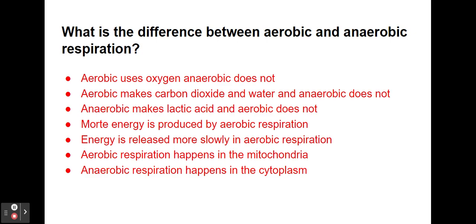So, aerobic respiration uses oxygen, anaerobic respiration does not. That is a key difference. Aerobic respiration makes carbon dioxide and water. Anaerobic respiration makes lactic acid. More energy is produced by aerobic respiration compared to anaerobic, and that energy is released more slowly. The final difference is the location in the cell of the two reactions. Aerobic respiration happens in the mitochondria, anaerobic respiration happens in the cytoplasm.